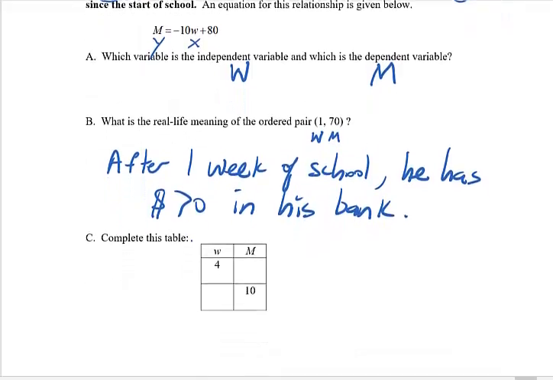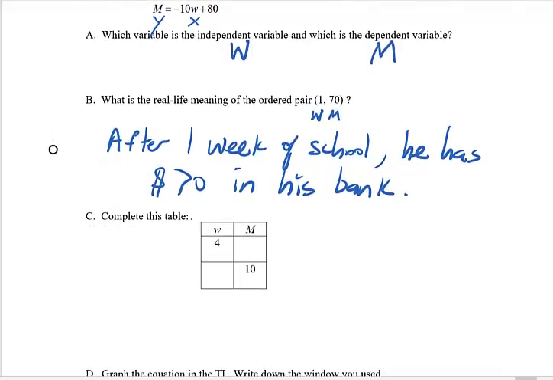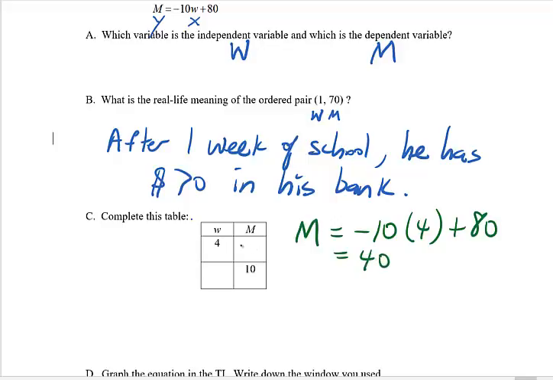Let's go down to letter C. Letter C asks us to complete a table. Well, this is going to require some algebra. If I have a W and I want to know what M is matched with it, I simply go to my equation, and when I get to the W, I'll simply fill in 4. So I have M equals negative 10 times 4 plus 80. And if I work that out, negative 10 times 4 is negative 40, plus 80 is positive 40. So 40 must go in that blank.